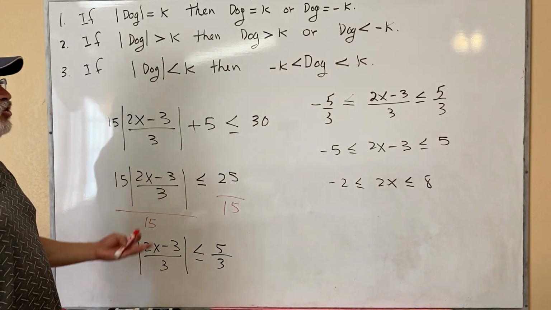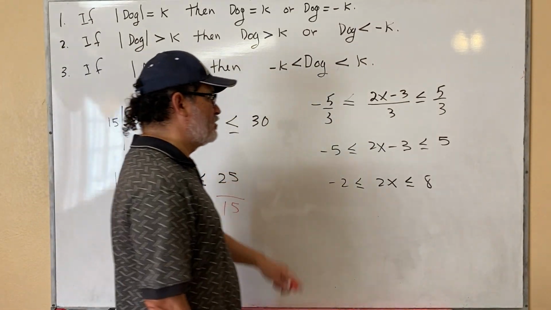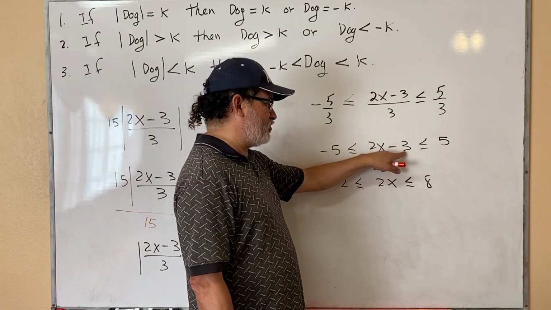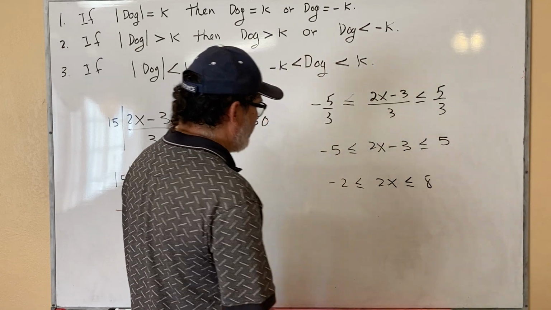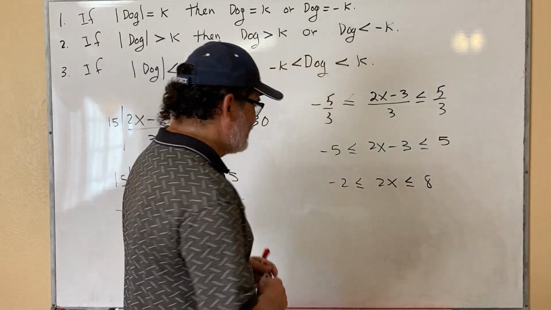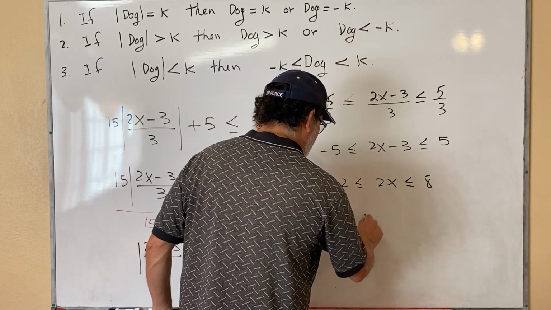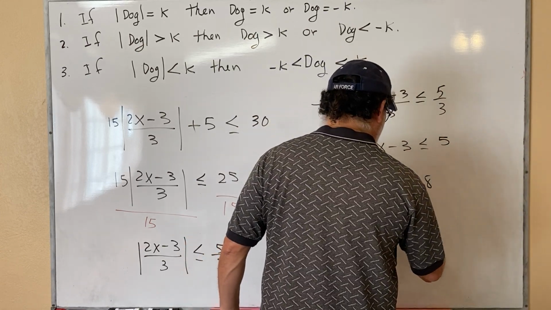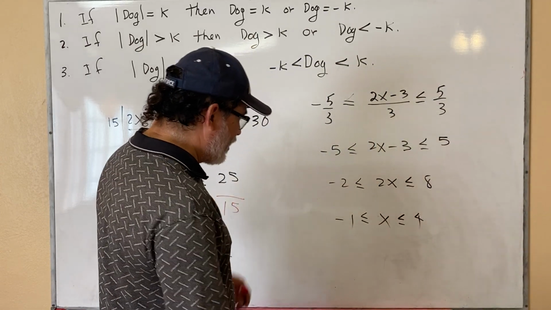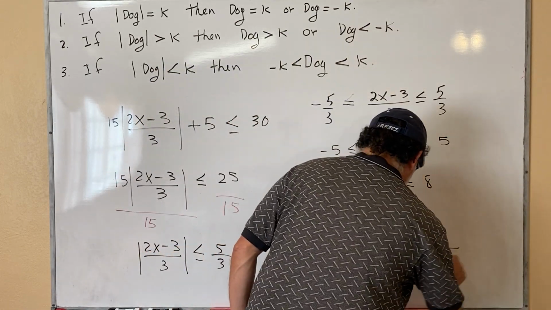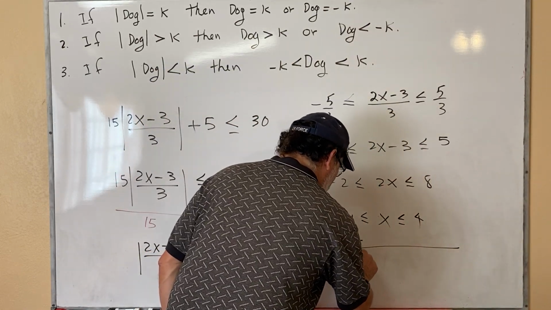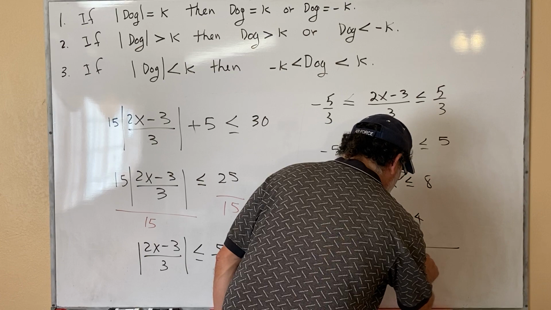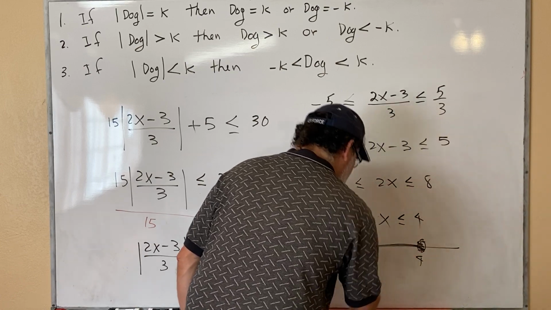I added 3 to all 3 sides. Negative 5 plus 3 is negative 2. 5 plus 3 is 8. And add 3 to this and get rid of that negative 3. Divide everything by 2. Divide this by 2, negative 1. Divide this by 2, x. Divide this by 2, 4. Okay, there it is. You can graph it if you want to. Go to negative 1, circle negative 1, shade negative 1. Go to 4, circle 4, shade 4, and it's everything in the middle.